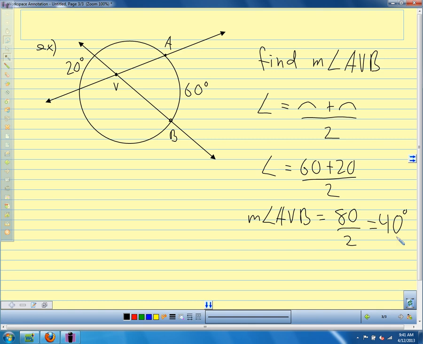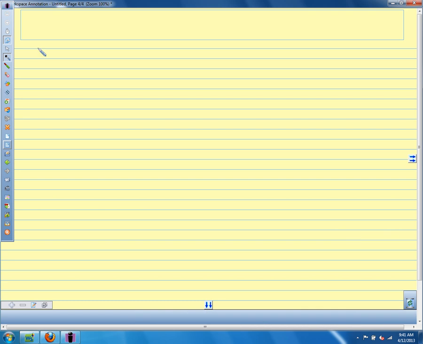So questions on that example? So based on what we've learned so far, the problems that we do aren't always going to be this easy, but this is the basic idea. Let's look at a problem where the information makes us solve for another part of our formula. So for this one, we want to find one of the arcs.